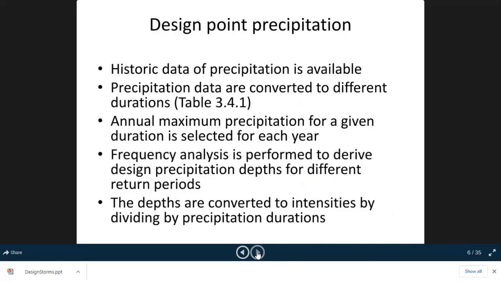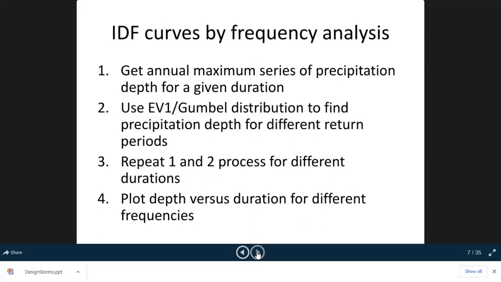Design point precipitation: historic data of precipitation is available. Precipitation data are converted to different durations. Annual maximum precipitation for a given duration is selected for each year. Frequency analysis is performed to derive design precipitation depths for different return periods. The depths are converted to intensities by dividing by precipitation durations, and IDF curves are obtained. IDF curves by frequency analysis.